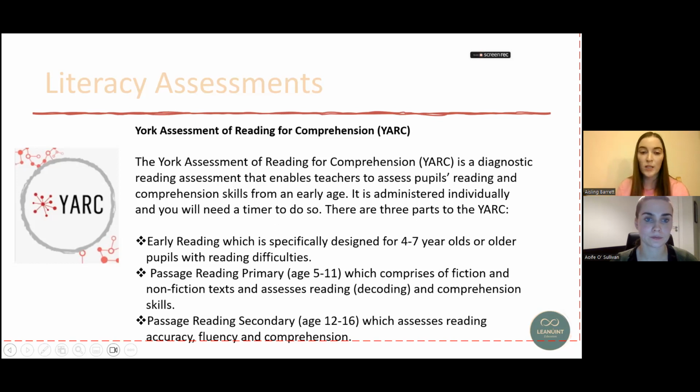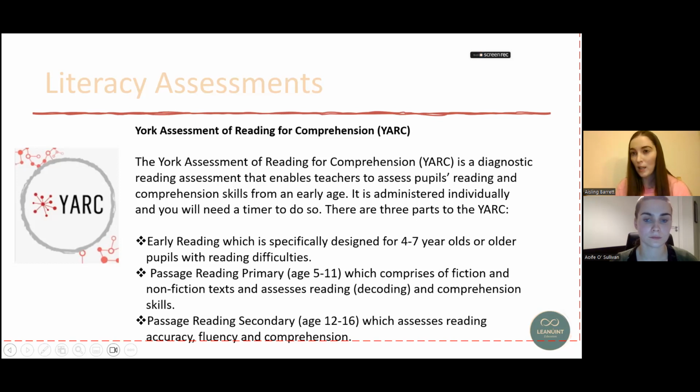So as I said, there's an early reading component, which is for 4 to 7 year olds or older pupils with reading difficulties. Then there's the passage reading section, where they read a fiction and a non-fiction passage, and they answer some comprehension questions on that. And to be able to move on to the next comprehension question, they have to be able to answer the questions on the text correctly first.